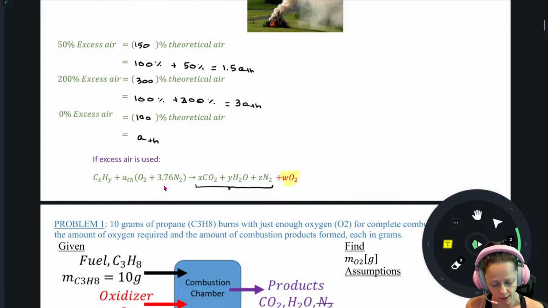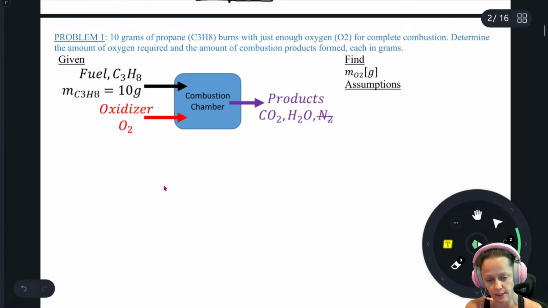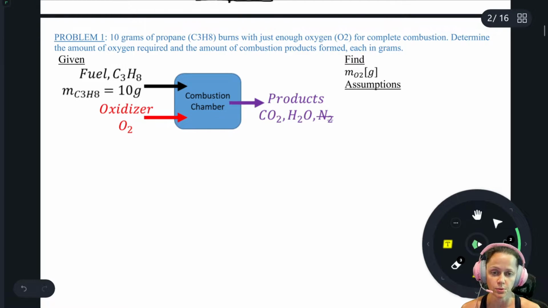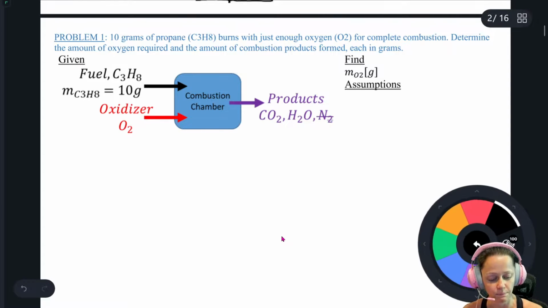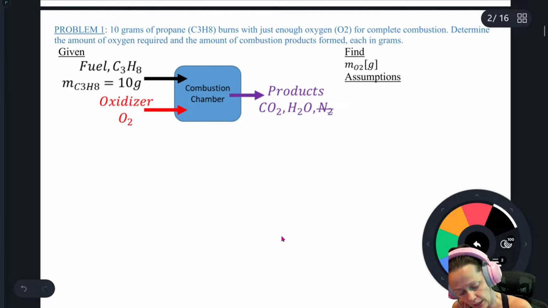So I think what I'd like to do now is go ahead and solve problem 1. We've got 10 grams of propane that burns with just enough oxygen. This is a little bit different. It's not the exact scenario that we just mentioned. Here, our oxidizer is pure oxygen. So let's look at what we've got.